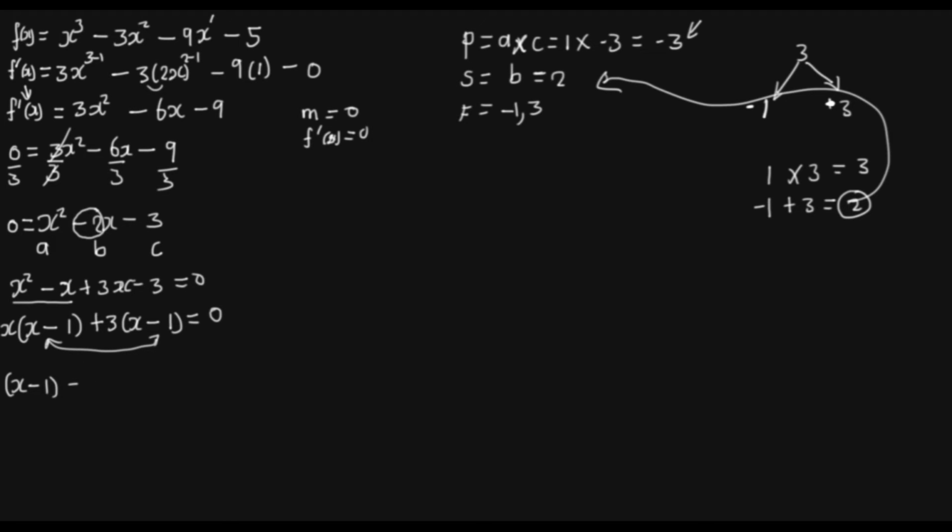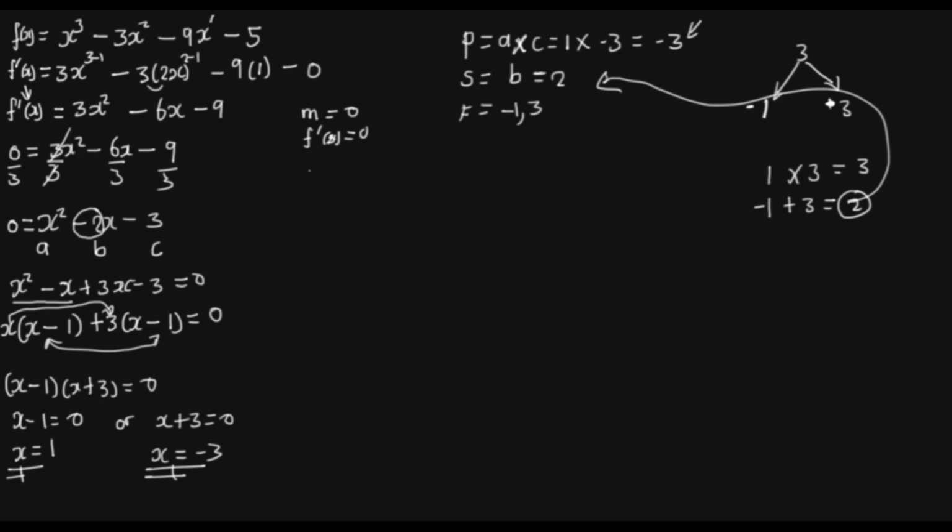Before we equate to 0, first let's finish factorizing. Then this x will pair with this 3. So x plus 3 is equal to 0. Then we are going to equate each to 0. So x minus 1 is equal to 0. If we solve for x, we can see that the first value of x is 1. Then for this one, x plus 3 is equal to 0, so x is equal to negative 3. So we are done finding the value of x.